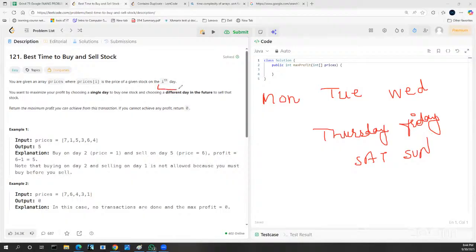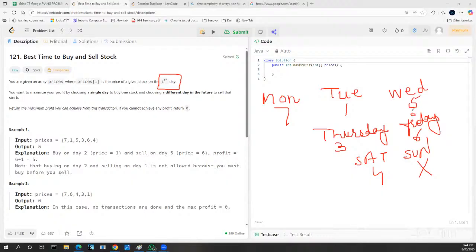It was Sunday. I bought a stock at 1 rupee on Monday, and then I can compare the rest of the prices. On Tuesday, I can sell it at 4 rupees, a 4 rupee margin. On Wednesday, the margin would be 2 rupees. On Thursday, the margin would be 5 rupees. And on Friday, the margin would be 3 rupees, right? If I buy the 1 rupee stock, that is why I am selling it on Thursday with the 5 rupee margin.